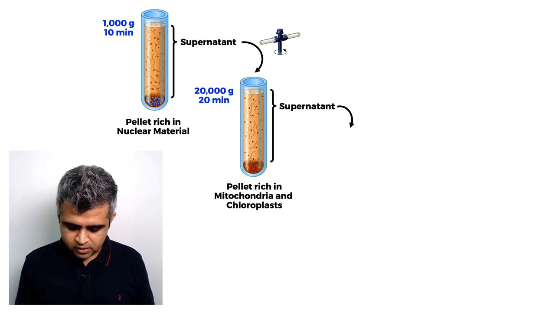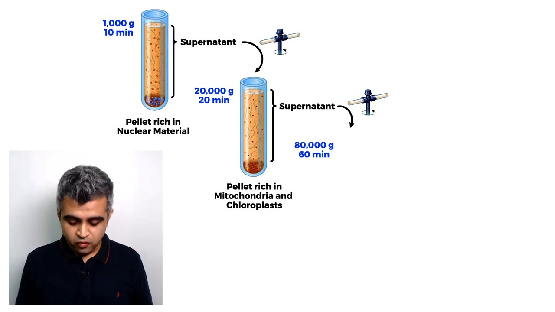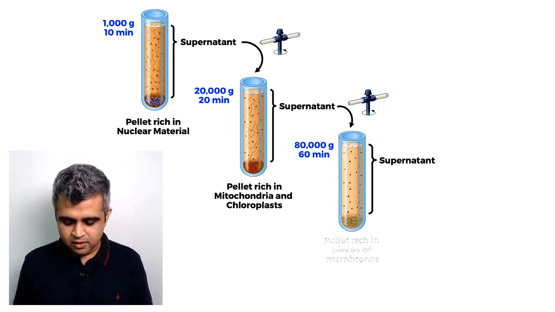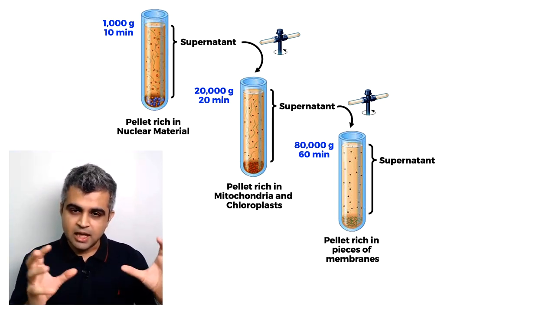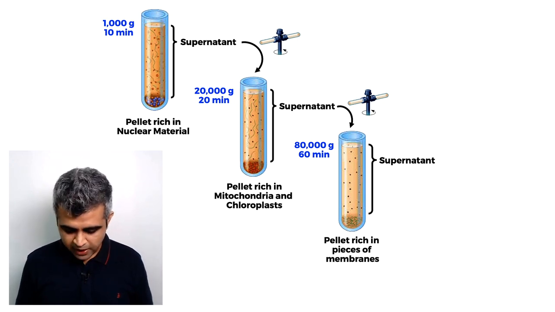Again, we take the supernatant and centrifuge it, but this time at an even higher g value and for a longer period of time. So now we are at 80,000 g for 60 minutes, almost an hour. And this is what we get. Again, we have a supernatant and a pellet. But this time the pellet is going to have all the membranes. All the membranes that were destroyed, the cell membrane, maybe the mitochondrial membrane, the cytoplasmic membrane, are now going to settle down. So this pellet is rich in pieces of membranes.